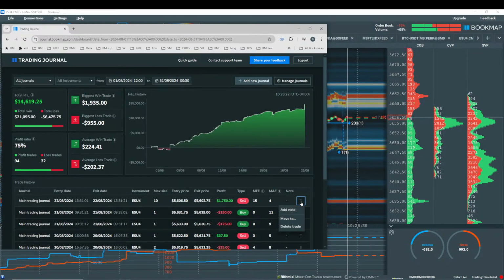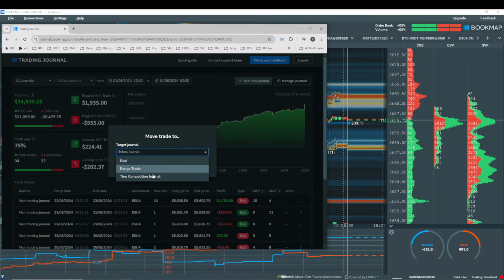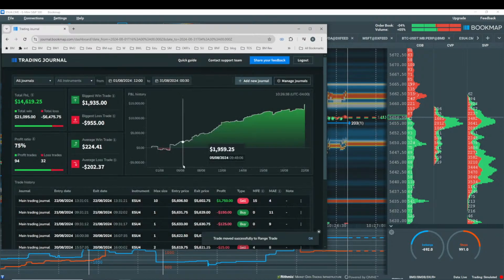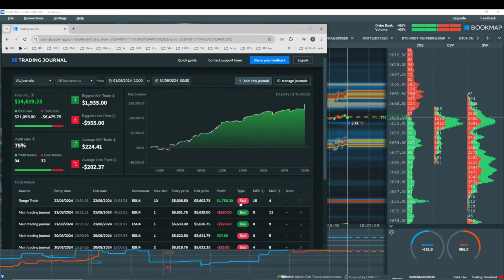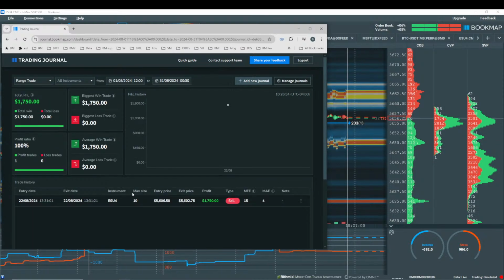Now, the three dots over here, if we click on that, you can add a note. You can move this now to another journal. Okay, so just click on move, and then select the journal where you want to move it. Okay, so let's move it over to range trades. This one that I took yesterday. And all right, it moved. And if I go over to that journal now, because I'm looking at all journals right now, right? So if I go to the range trade, and there it is. Right, so anyway, that's how it works.